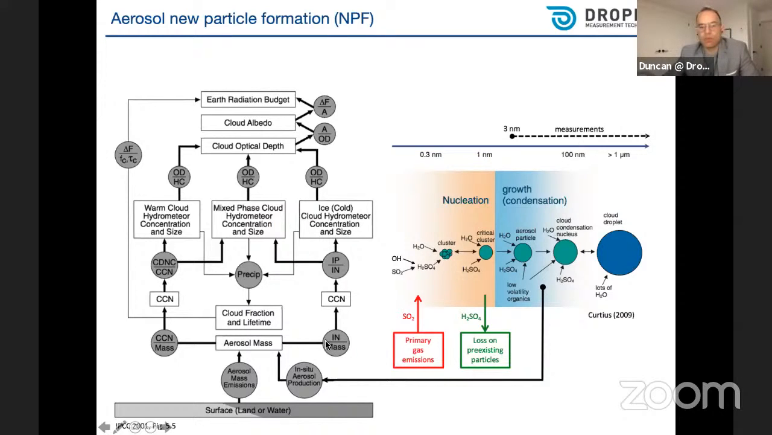The same applies for ice nuclei. If these particles act as suitable ice nuclei, these are going to increase the ice particle concentration, which increases the ice hydrometeors within clouds, which then modifies the precipitation, the cloud optical depth, and the cloud albedo. The issue here is that we can only measure aerosols larger than 3 nanometers in size. So there is a challenge with observing the process of new particle formation.